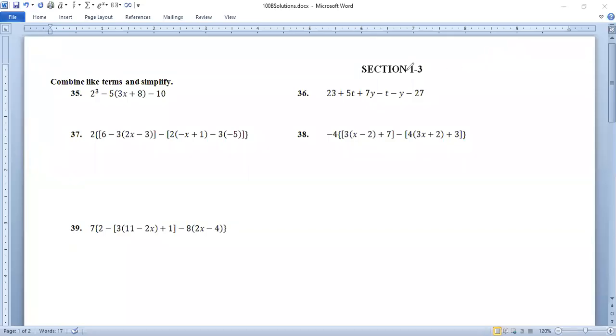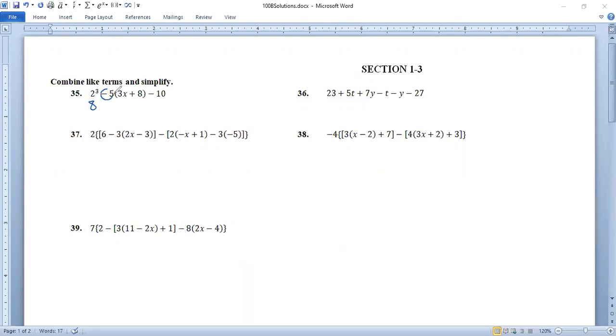Here we are in section 1-3 with the solutions 35 through 39. And we got some big simplification problems to do. Combine like terms and simplify. Right, number 35. 2 to the third power is 8.